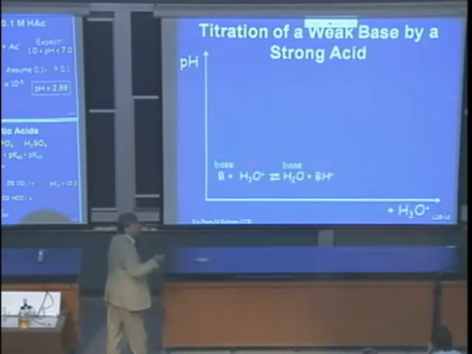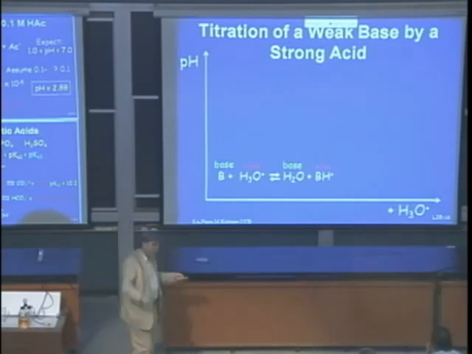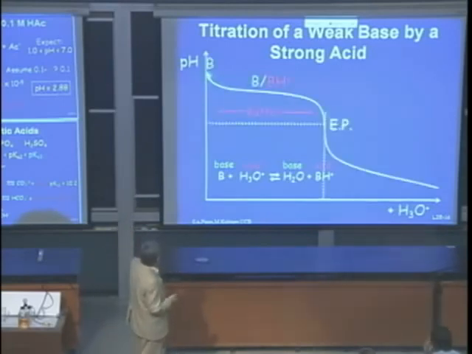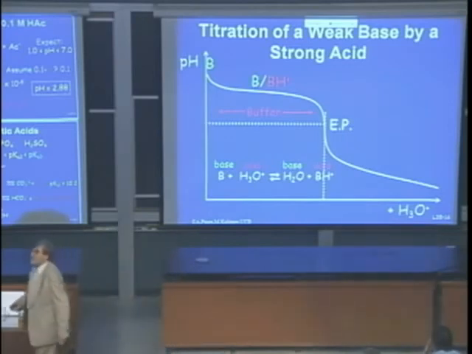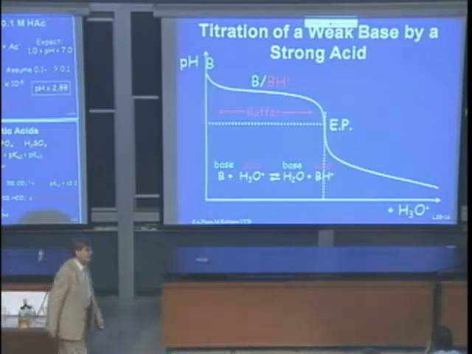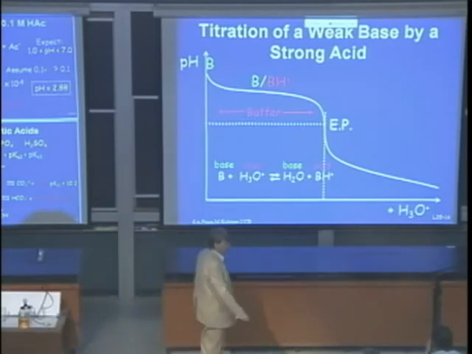So you can do the same thing, of course, for bases. It's the reverse. Will the pH of a 0.1 molar sodium hydroxide be lower or higher than the pH of a 0.1 molar ammonia solution?